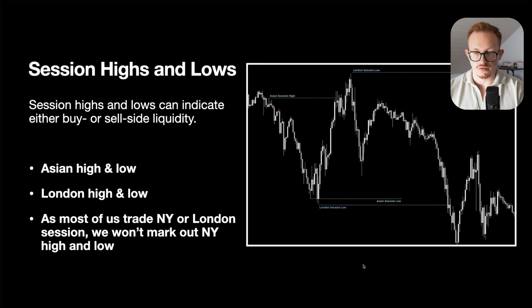London low gets taken out. We have a reaction to the upside. And after this chart had ended, we were going for the London session high. I know it says low, but it needs to be high, of course. Then I've listed, as most of us trade New York or London session, we won't mark out the New York high and low because there is no point. Whenever you're trading New York, the New York high and low is still forming. And whenever we're trading London, we will watch the Asian session high and low.